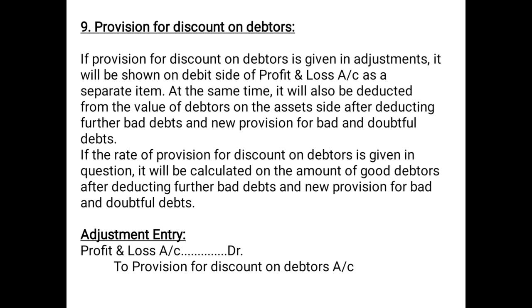If the rate of provision for discount on debtors is given in the question, it will be calculated, as we were discussing, on the amount of good debtors after deducting further bad debts and new provision for bad and doubtful debts. Now the adjustment entry, what will be the adjustment entry for this, children? Profit and loss account again will be debited because it is created out of profits, to provision for discount on debtors account, because again it is an amount kept aside for a particular purpose and it cannot be used for any other purpose.